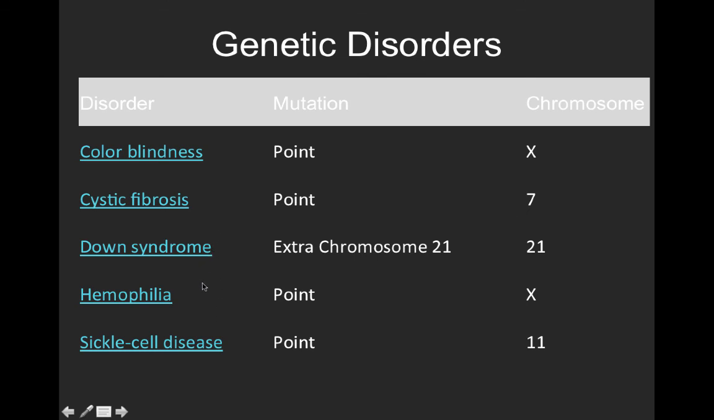Here's a couple examples of genetic disorders that are a result of different types of mutations or other problems that exist. So colorblindness, point mutation. This is sex linked, like we talked about, so it's on the X chromosome. Cystic fibrosis, point mutation. We talked about that actually in class, about how it's just a small change in the genetic code on chromosome 7 that leads to this disorder and the issue of certain proteins being formed. Down syndrome is an extra chromosome, 21 typically, that happens. Point mutation on the X here, again, another sex-linked one. And then sickle cell happens on chromosome 11 and is also a point mutation.